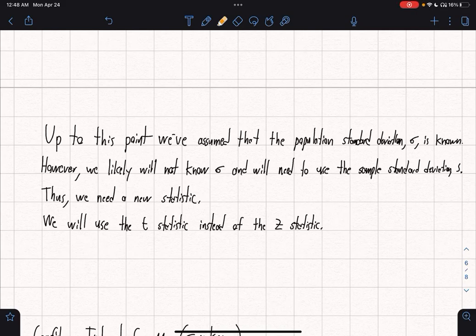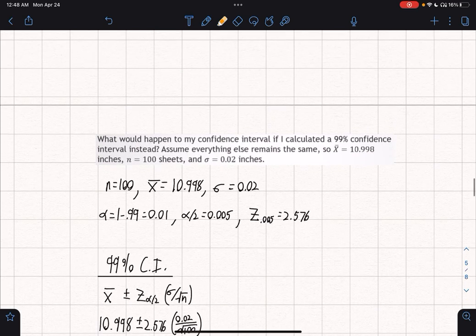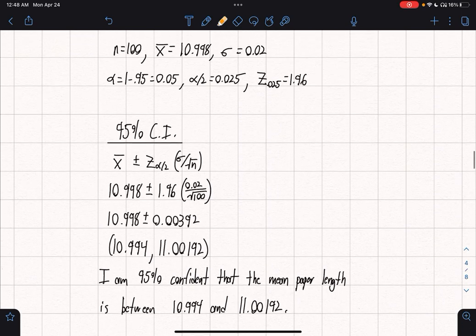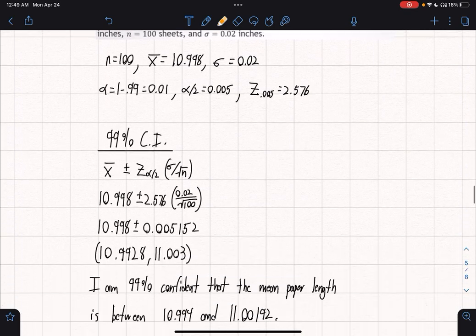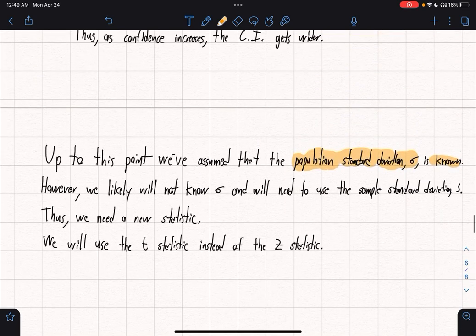Okay, so up to this point, we've assumed that the population standard deviation that we call sigma has been known. So even if we go back to this prior example, we're just told that the standard deviation is 0.02 inches. It's just known. But in reality, that's generally not the case. So we will likely not know what sigma actually is, and we'll need to estimate that with our sample standard deviation, which we call S.